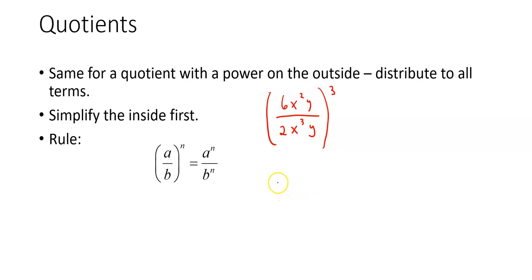6 divided by 2 is 3. I've got one more x on the bottom than I do on the top. And the y's actually cancel out, right? There's a y on the top and a y on the bottom. They cancel. Now do that. 3 to the 3rd is 27. X to the 3rd is just x to the 3rd.